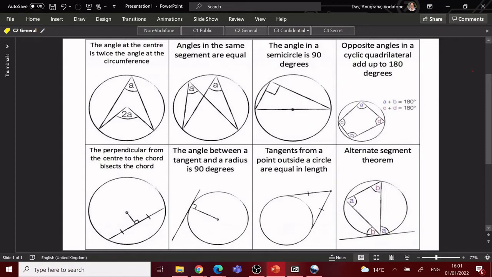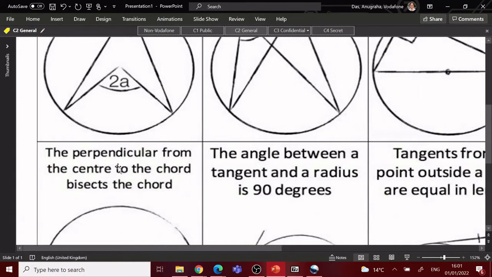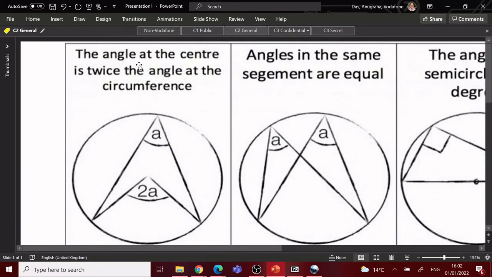So theorem number 1 is the angle at the center is twice the angle at the circumference. What does this mean? This means that the angle at the center of the circle, so this is the center of the circle, is twice the angle at the circumference. So you must always look for a shape like this.